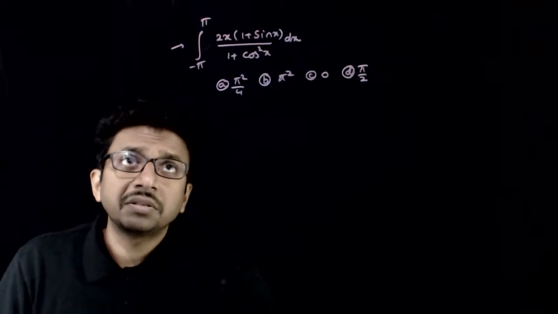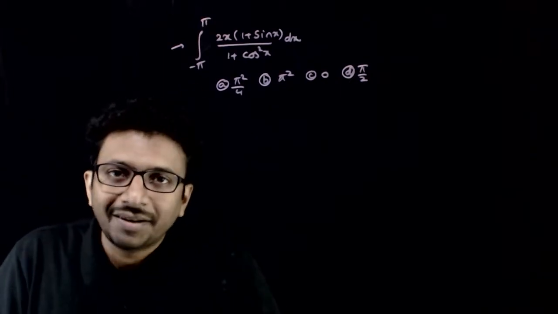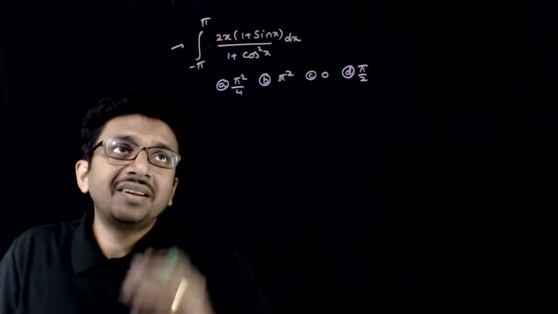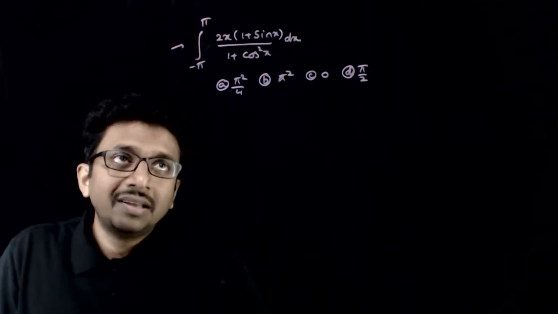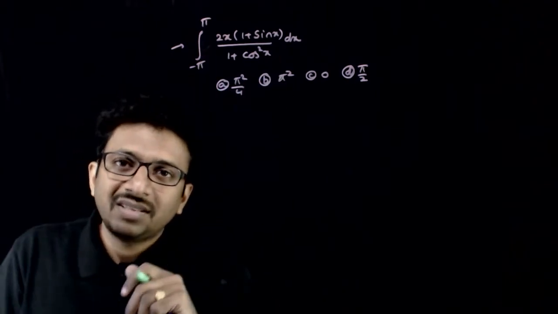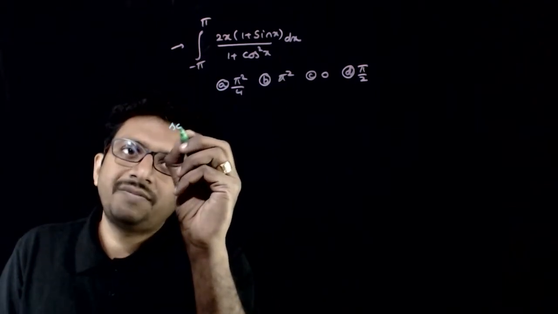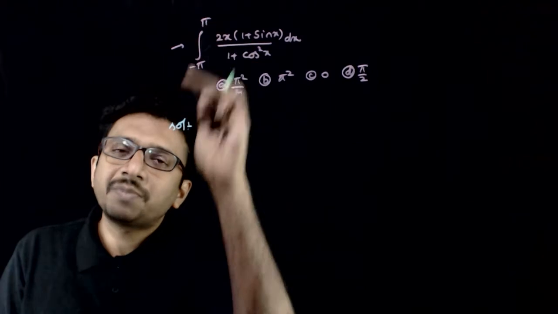So welcome students. In this question you are asked to do this integration from minus pi to pi of 2x times (1 plus sin x) by (1 plus cos square x). So let us systematically simplify this integral. First, you have integration from minus pi to pi.